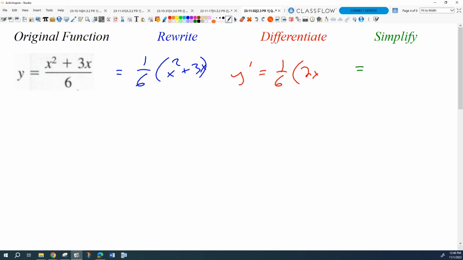So what should that have been? It should have been 1/6 times 2x plus 3, which we could write if we wanted to as 2x plus 3 over 6. And I would argue that you could have done that right from the beginning. You could have seen that 1/6 is a constant, so just leave that 6 on the bottom and differentiate the top. Okay, give me thumbs. Does that all make sense?